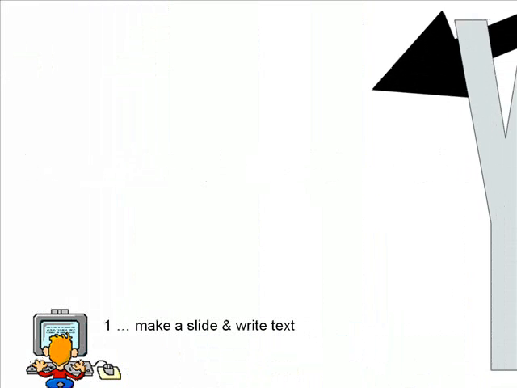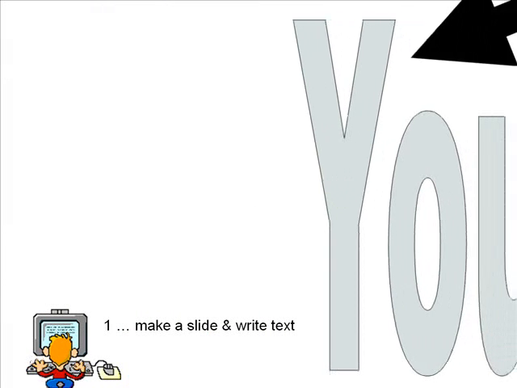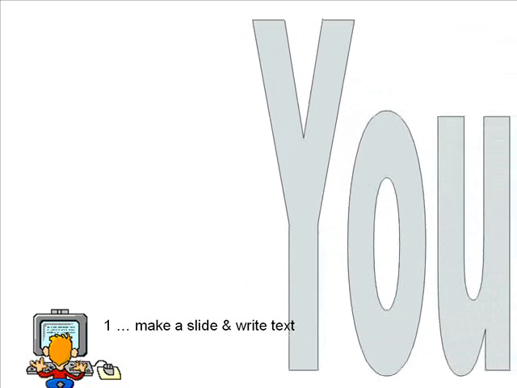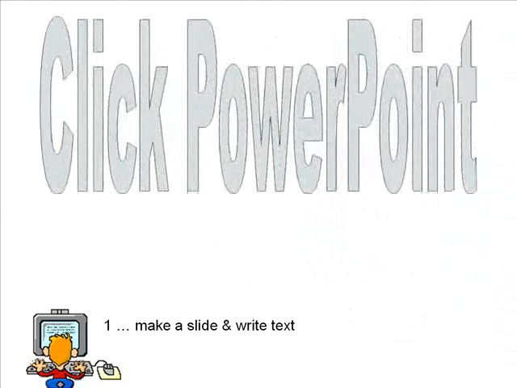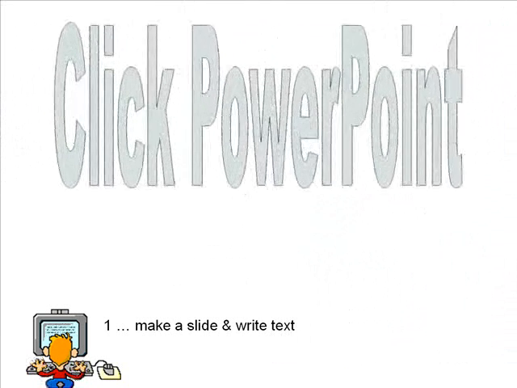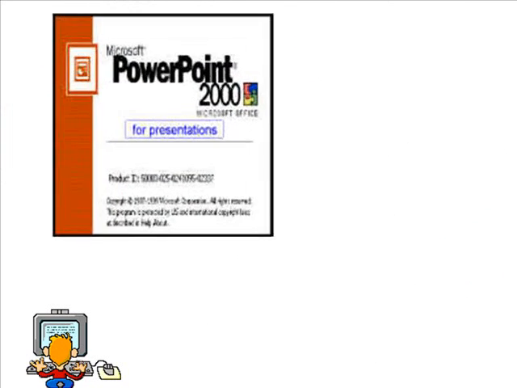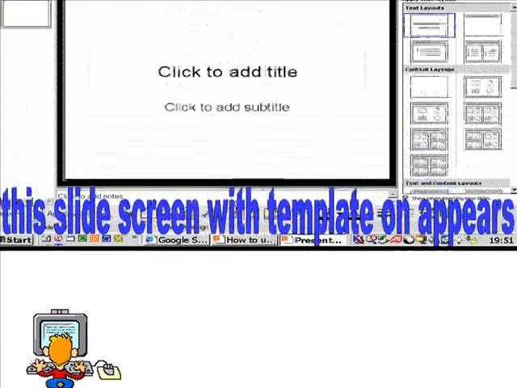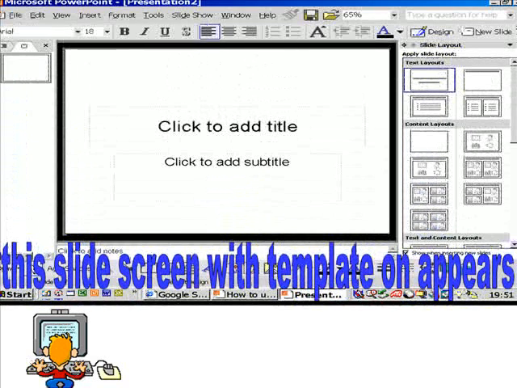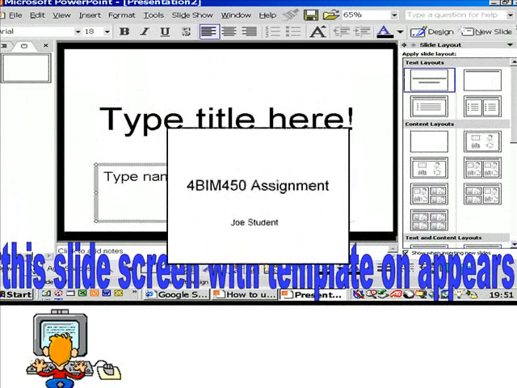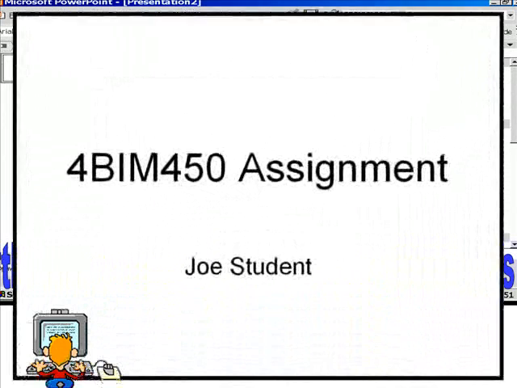Step 1, making your first slide. Well, I suppose step 1, starting the program. So find the PowerPoint icon on your machine, click onto it, and the very first thing that happens is some picture like this comes up, and then up comes your very first slide. This is a title slide, so put the title of your presentation, perhaps your name, Joe Student here, and then 4BIM 450 assignment.